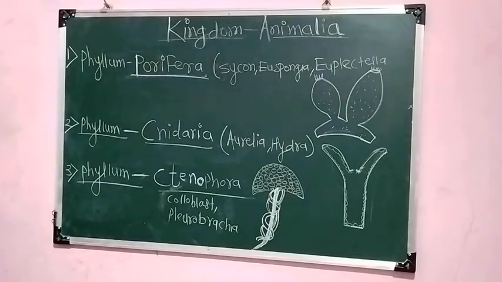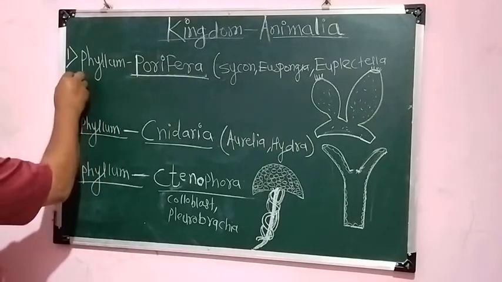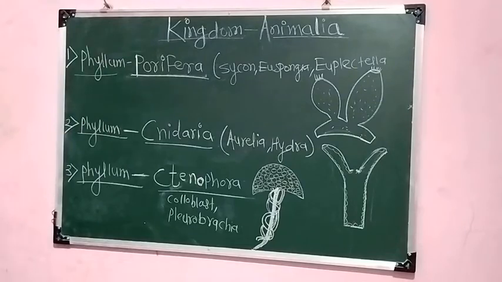Now just see, these are different criteria considered by scientists for classification of different types of animals into different categories. So these animals are classified into several phyla. So first, today you are going to study the first phylum, that is phylum Porifera.